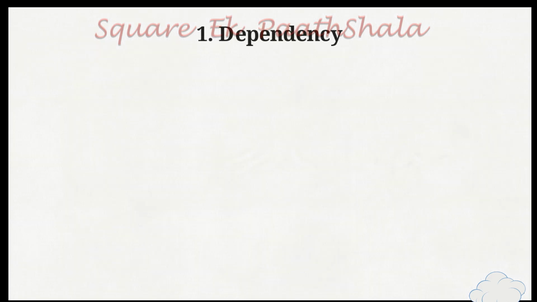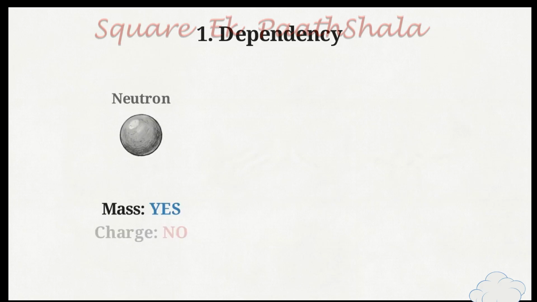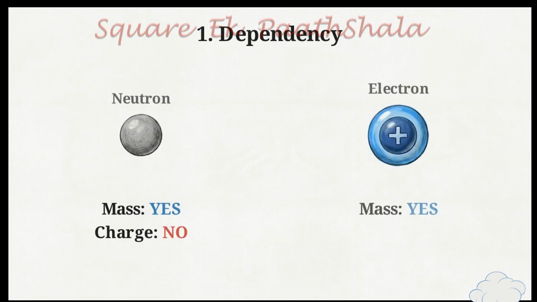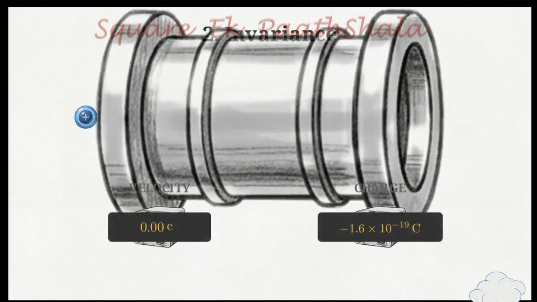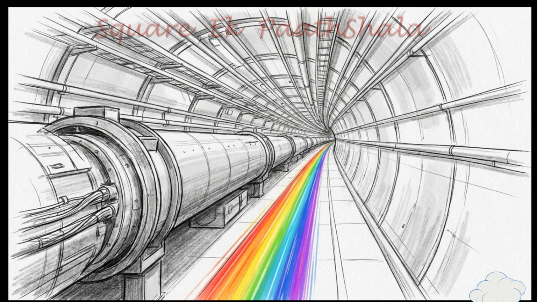Charge and mass have distinct dynamics. First, dependency. Mass exists independently of charge, like a neutral neutron, but charge requires a mass anchor. Second, invariance. At relativistic speeds, mass fluctuates, but electric charge remains rigidly locked at the exact same value. Charge is an absolute value, an invariant property tethered to matter, regardless of how fast that matter is moving.